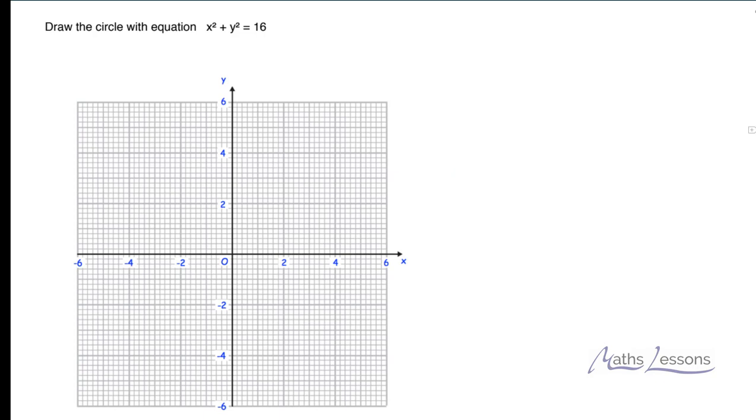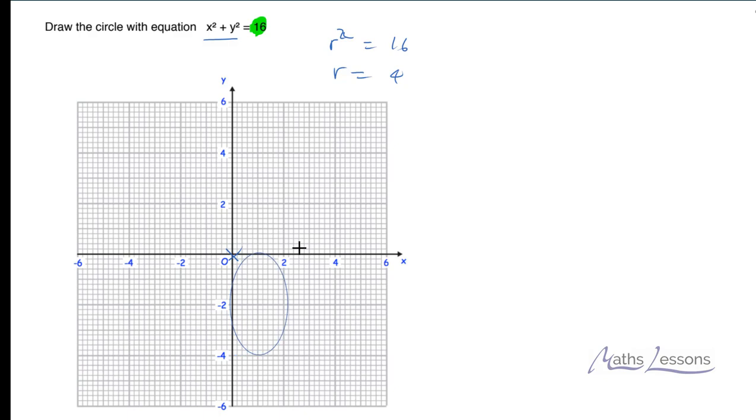Right, next question. A couple more to go. Draw a circle where x squared plus y squared equals 16. This is the key value here. That is equal to the radius squared. So the radius squared equals 16, so the radius equals 4. If there's no other values on this side, then it has a centre at the origin. So we want a circle, radius 4, centre at the origin.